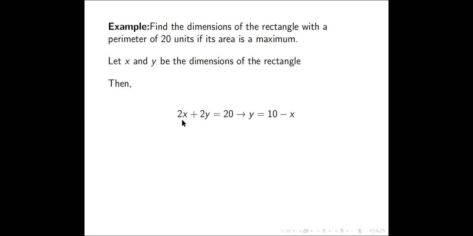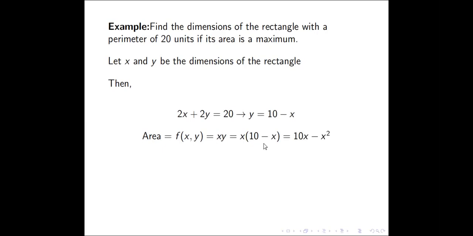Now, what we do, as in single variable calculus, before we use the second derivative test for two variable functions, is solve for y and then formulate a single variable function representing the area. The area, if we denote it by f(x, y), is length times width. So it will be x times y. And we got y here in terms of x, so we can plug that in here to give us this one, which if simplified gives us the quadratic function 10x - x².